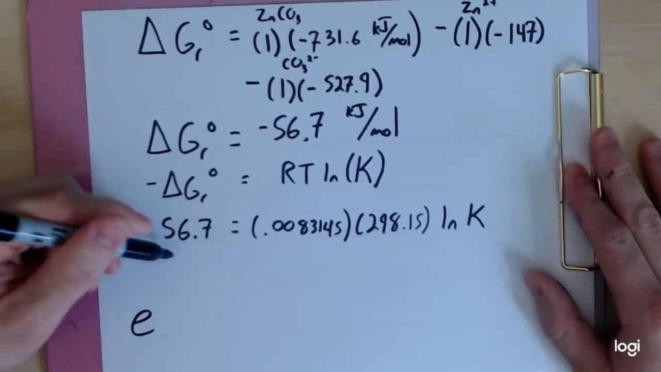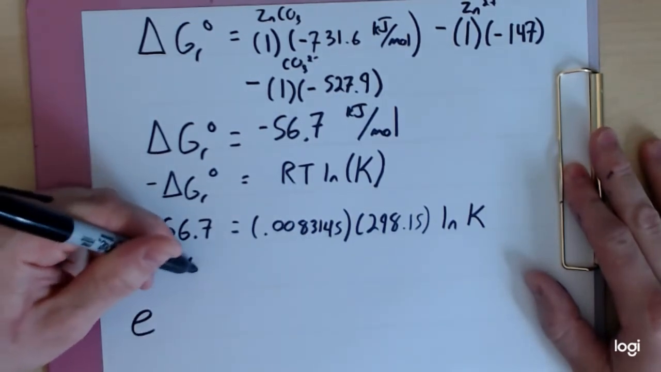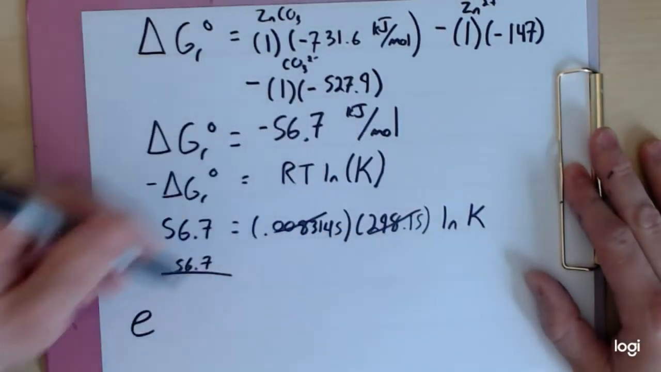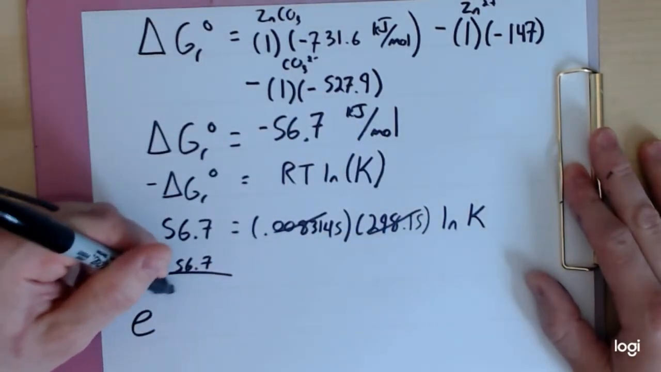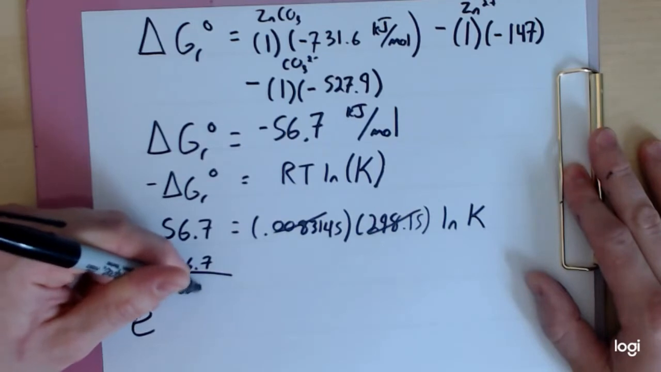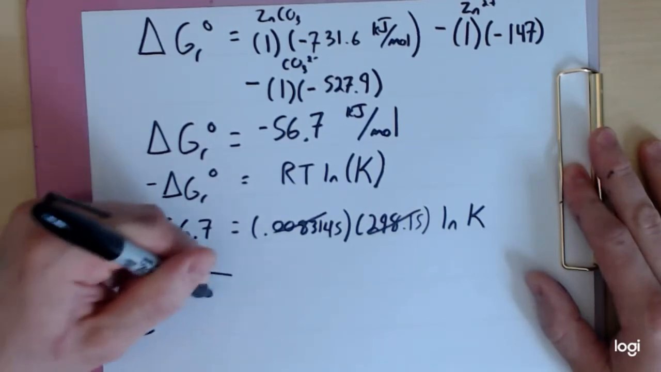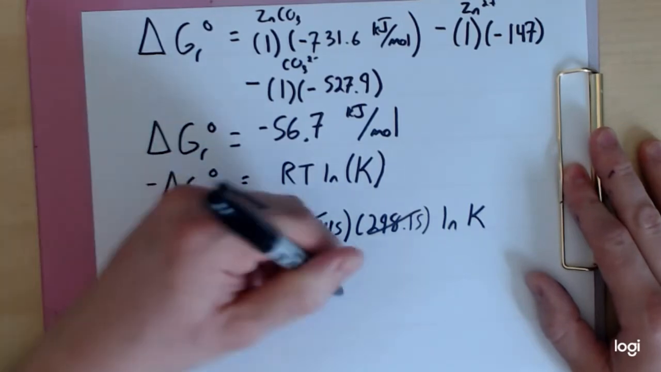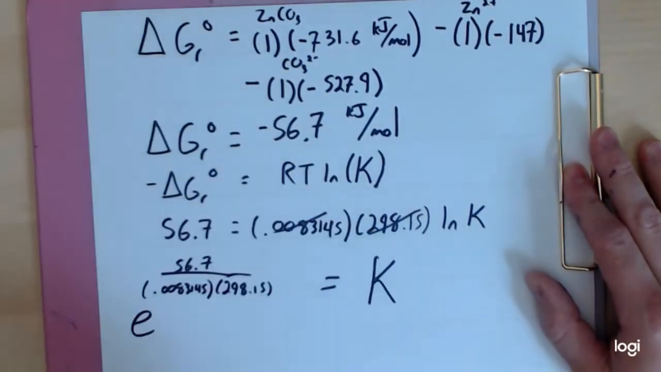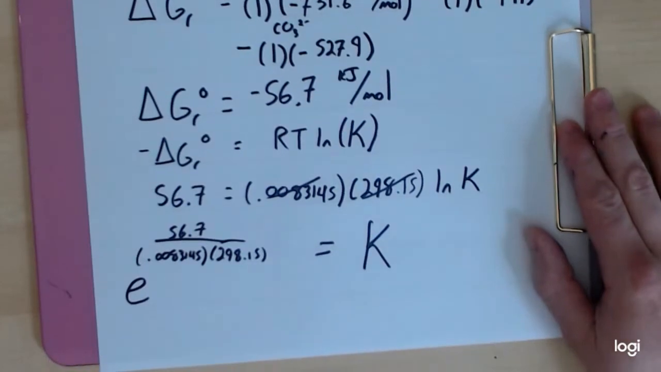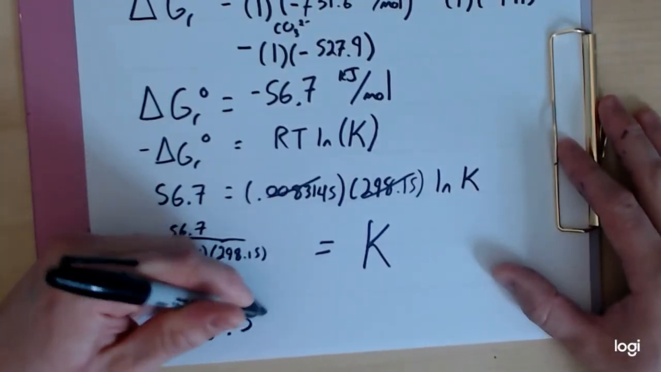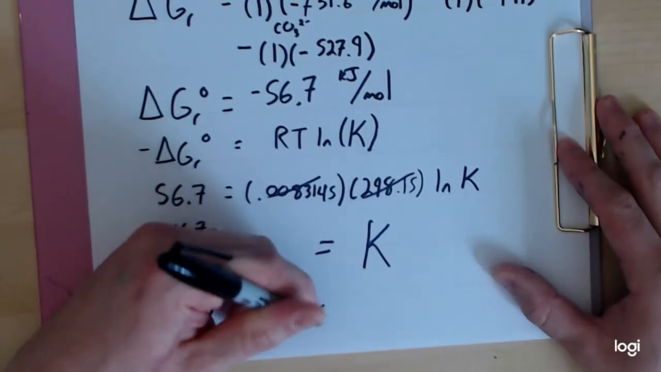We have e to the 56.7. Divide these through, cancel these out, 0.008314 times 298.15, and this equals K. And I'll just calculate that. It is 8.58 times 10 to the 9th.